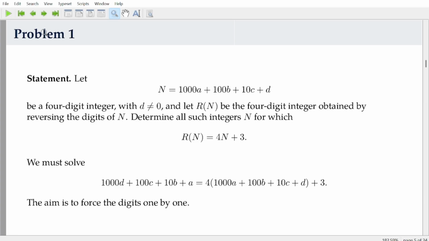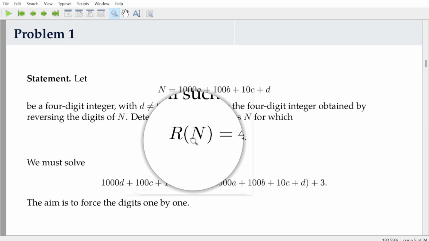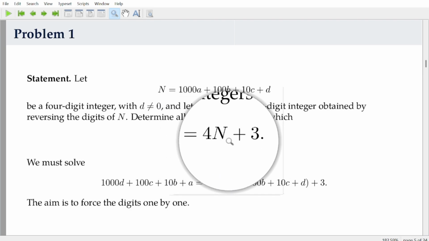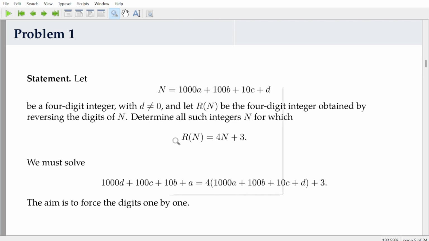So we're told that capital N is a 4-digit integer with digits A, B, C, and D, and that reversing its digits gives a new number R of n. As you can see down here, we call that new number R of n, just the reverse of our 4-digit number. And we have this condition that the reverse of our 4-digit number is 4 times our 4-digit number plus 3.